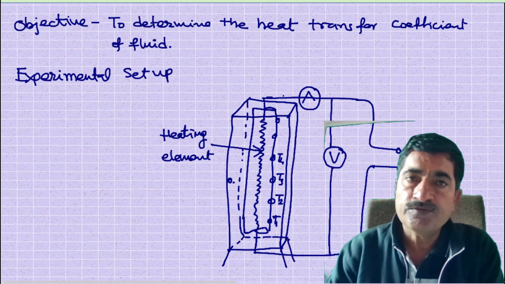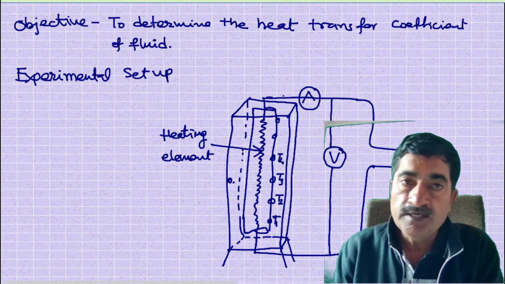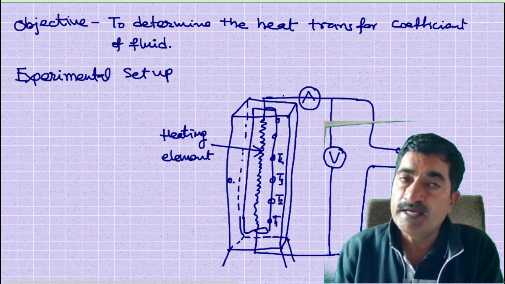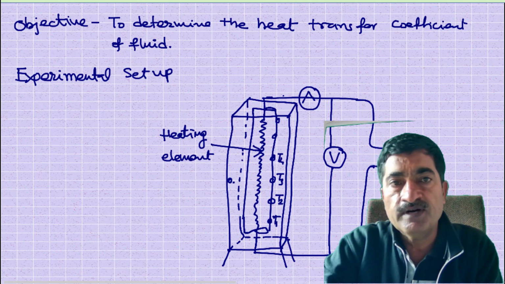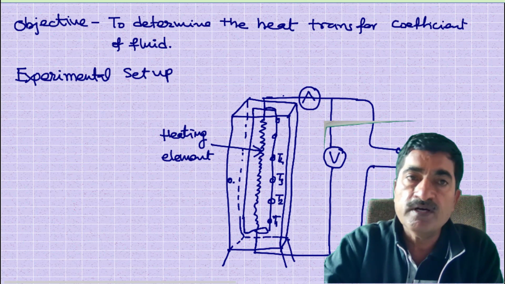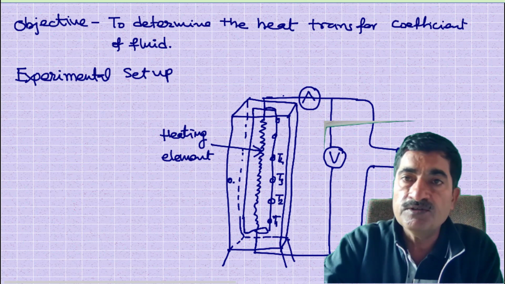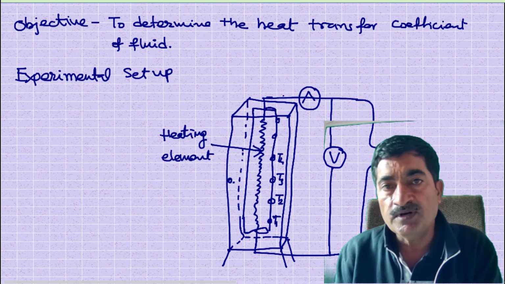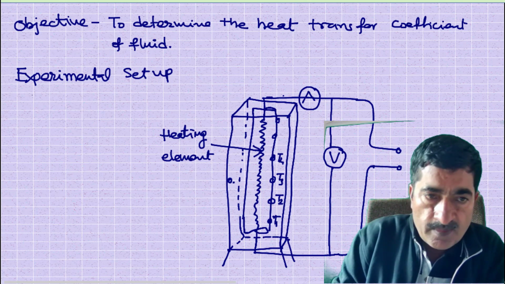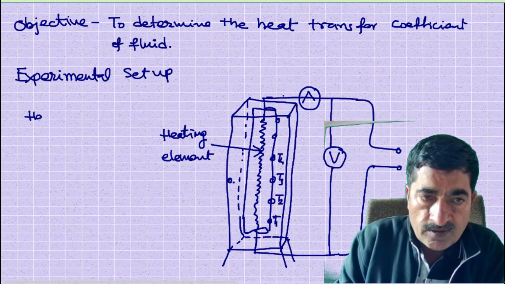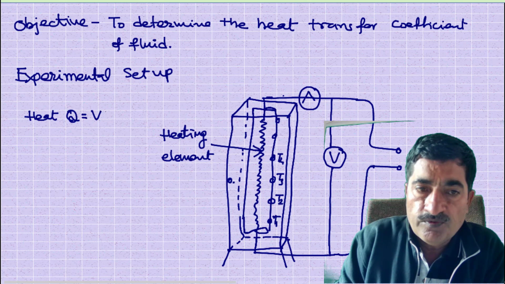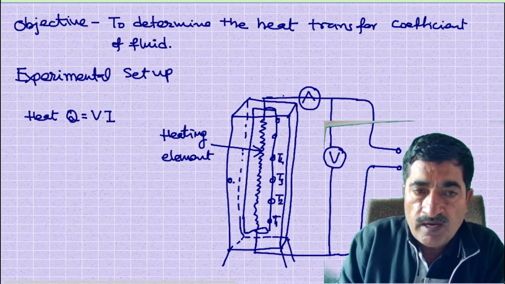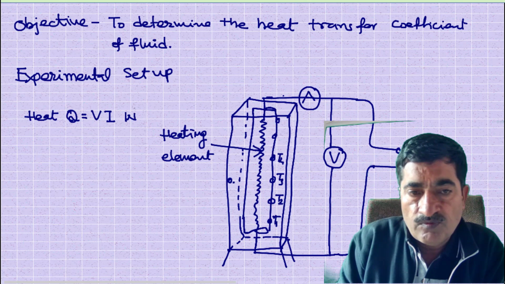Along the tube surface longitudinally, the heat is lost from the tube to the surrounding air by natural convection. The temperature of the vertical tube is measured by thermocouples at different locations, and one thermocouple measures the duct temperature. The heat energy input is measured by ammeter and voltmeter, means heat generated Q is equal to V, the voltmeter reading, into I, in watt.